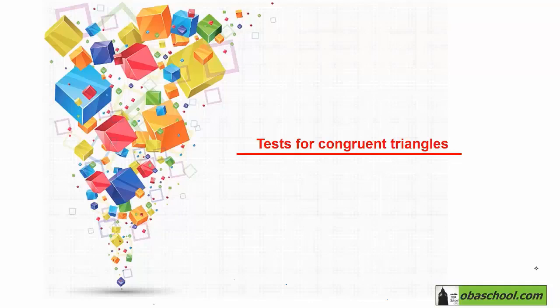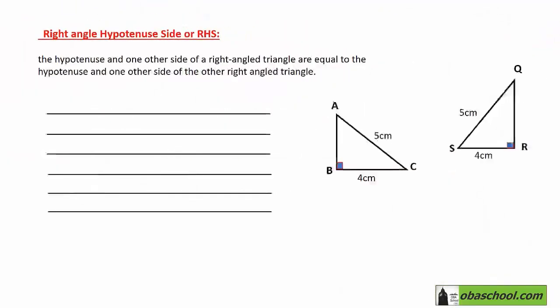In this tutorial, we're going to be talking about another test to prove a pair of triangles congruent to each other. We have discussed some previous tests in previous tutorials. Now we're going to be talking about a new one, and that is the RHS test: right angle, hypotenuse, and side.